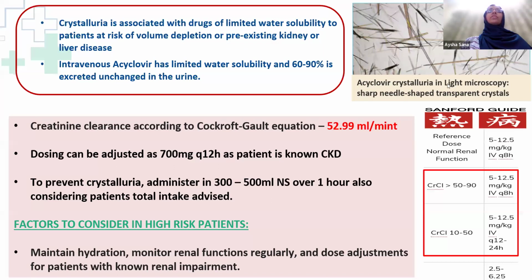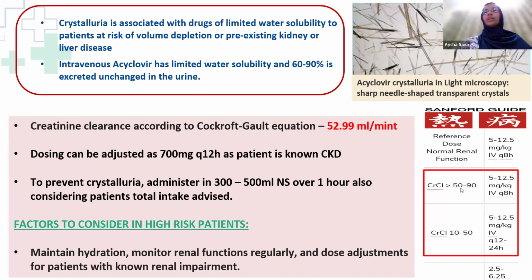Because intravenous acyclovir has limited water solubility and only 60 to 90% is excreted unchanged in the urine, if you administer acyclovir in less dilution, it can lead to crystalluria. So creatinine clearance according to the Cockcroft-Gault equation is 52.9 ml per minute.